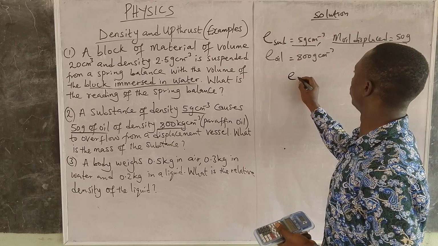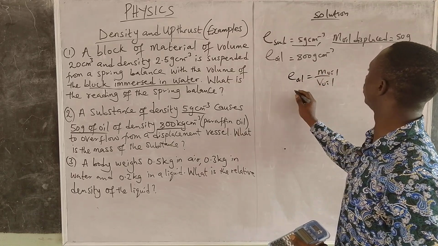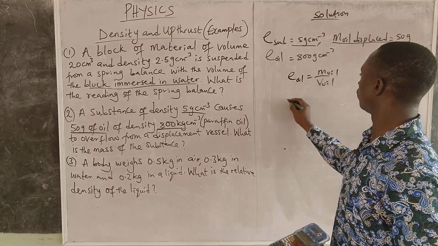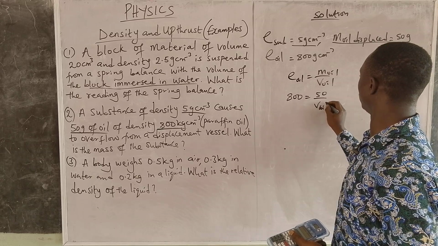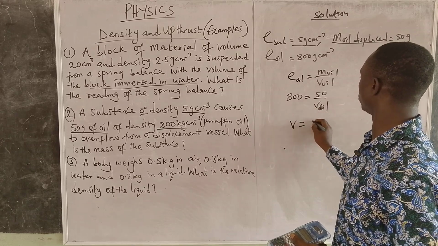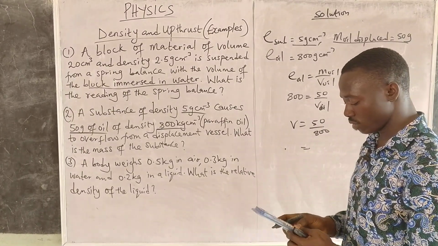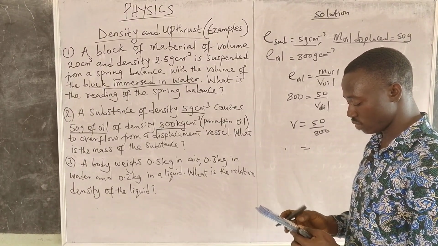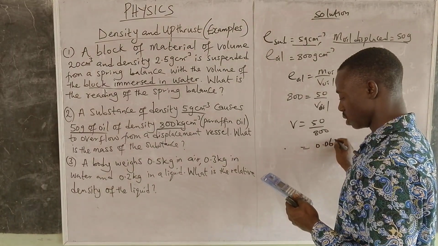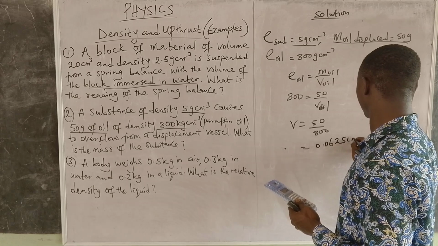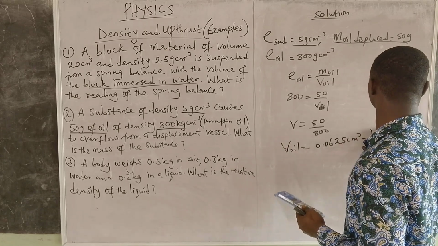So we use density of oil equals mass of oil over volume of oil. This is the mass of oil displaced, and this is the density of oil, which is 800, equals mass 50 over volume of oil displaced. So volume will be equal to 50 over 800. The volume of oil displaced is 50 over 800, that's 0.0625 cm cube.